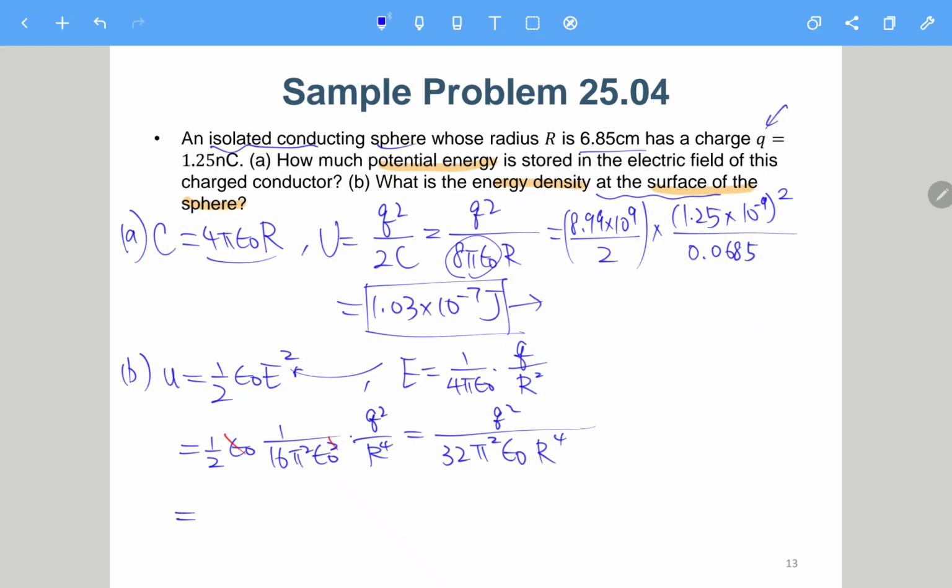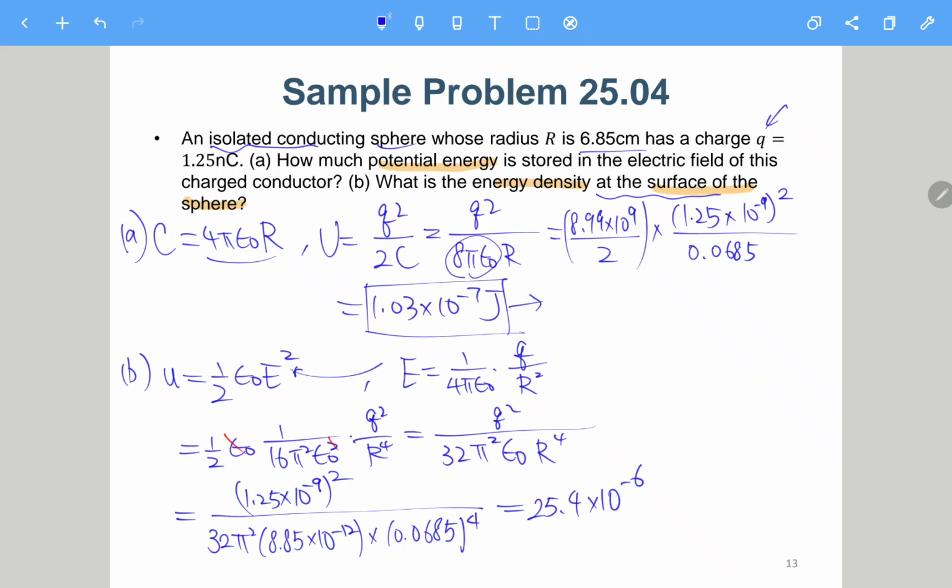So we can plug in the values. Q is 1.25 times 10 to the negative 9th coulomb, squared, over 32 pi squared, and then epsilon naught is 8.85 times 10 to the negative 12, and then times R, which is 0.0685 to the 4th power. So this is 25.4 times 10 to the negative 6 joule per meter cube.